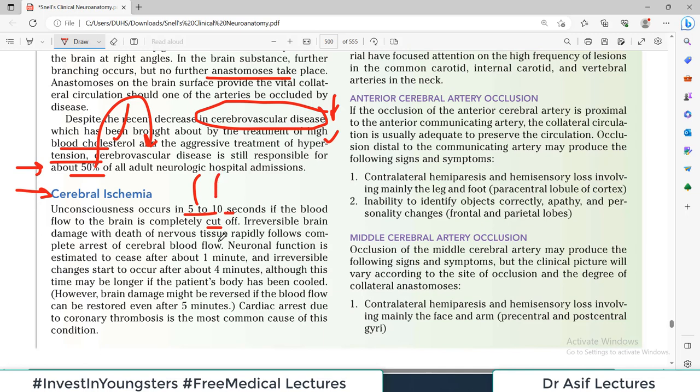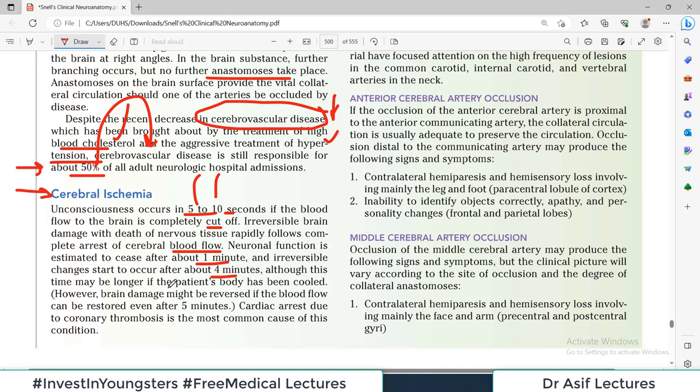Irreversible brain damage and death of the nervous tissue rapidly follows complete arrest of the cerebral blood. Agar bilkul blood flow band ho jayega, then there will be unconsciousness and death of the brain tissue. Neuronal function is estimated to cease after about 1 minute, and irreversible changes start to occur within about 4 minutes.